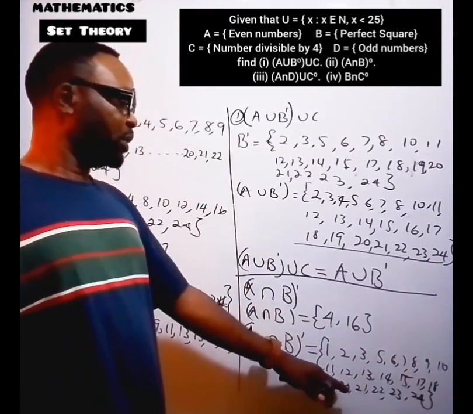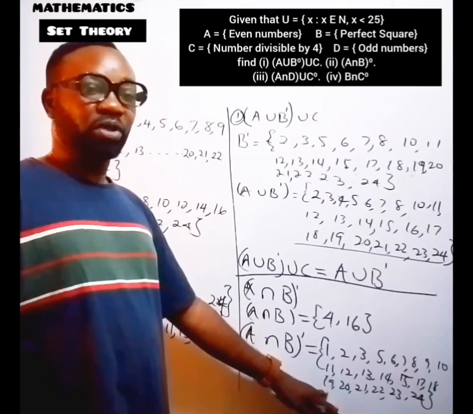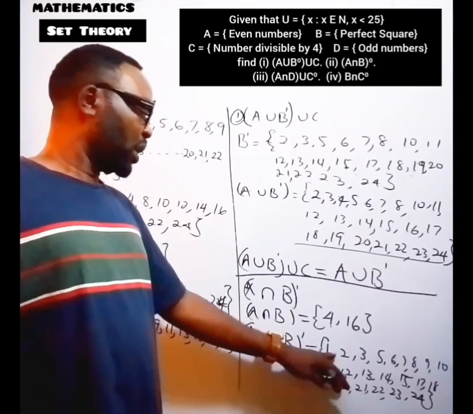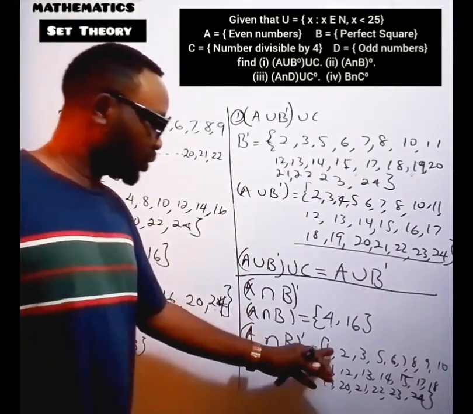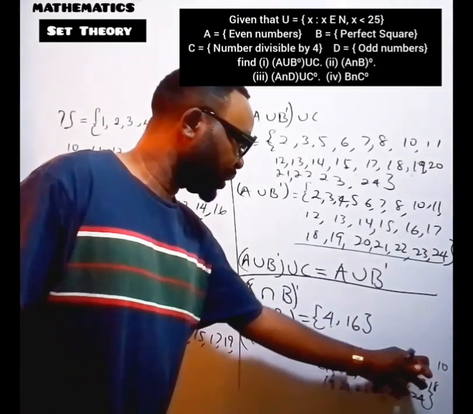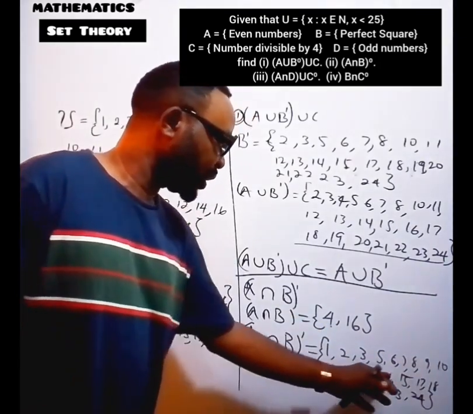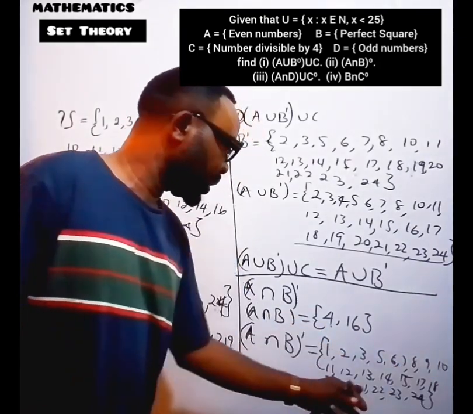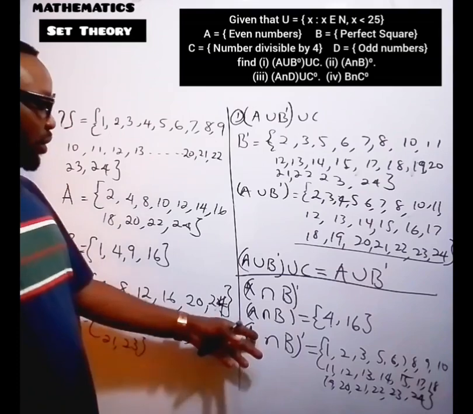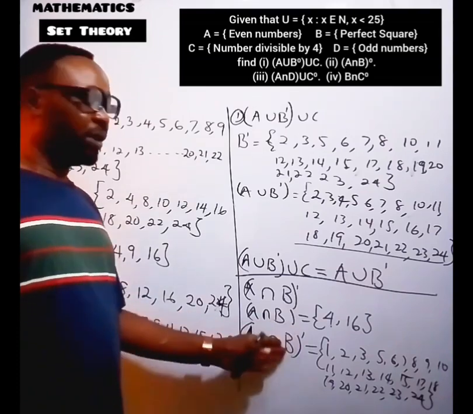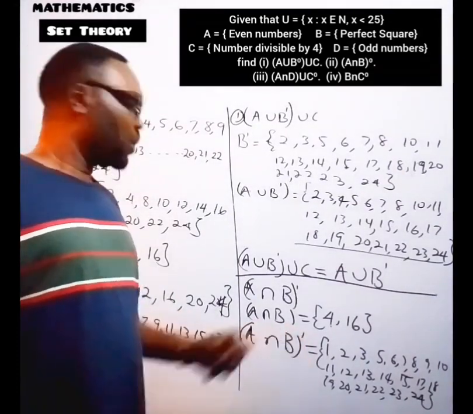So definitely we should have 22 values here, because we have the values from 1 to 24. So we have 22: 1, 2, 3, 4, 5, 6, 7, 8, 9, 10, 11, 12, 13, 14, 15, 16, 17, 18, 19, 20, 21. That is the number of values of A intersection B, close the bracket, complement.